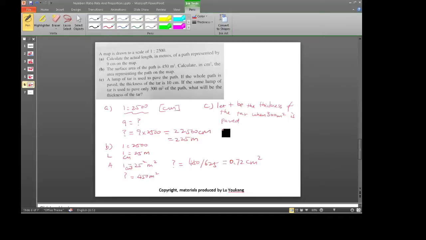Okay, this question C is linked to part B as well. So with a surface area of path 450 meters square and the thickness 10 cm, we can find the volume. So this fixed volume, we take it over 300, that will give us our T. Therefore, you can see 300T equals to 450 times 10, and our T is equal to 15. And this 15 is in cm.